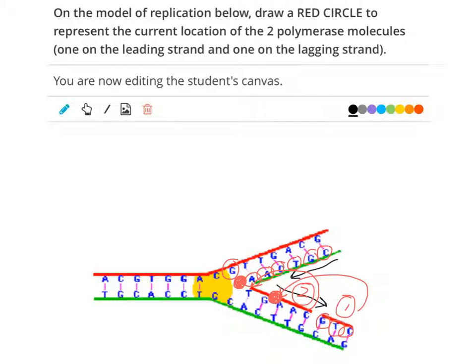Okay, so it's important to remember 2 things on the lagging strand. Number 1, it's copying the opposite direction of the leading strand. And number 2, it's going to start with that segment that's closest to the end first and backtrack its way through. So where I have those 2 solid red circles is where the 2 polymerase molecules should be.